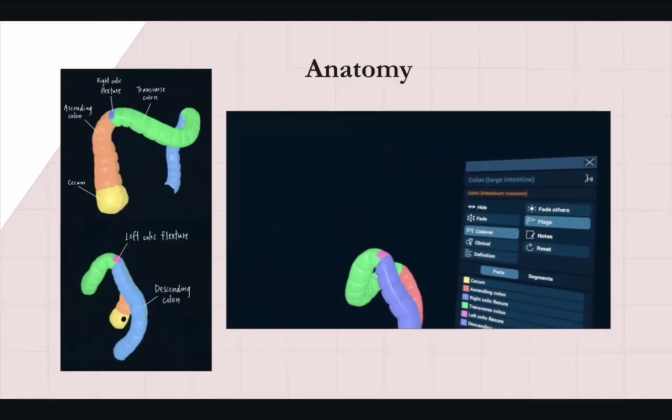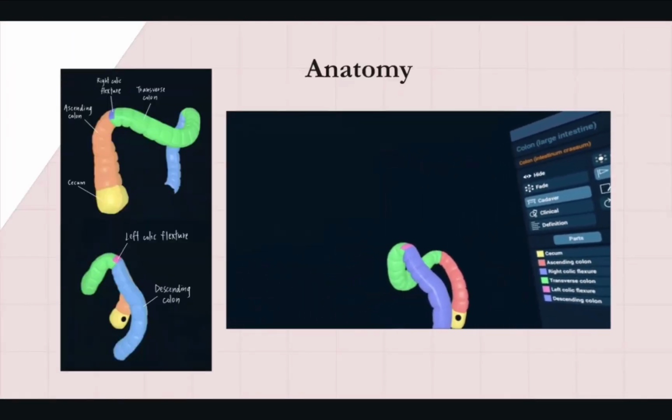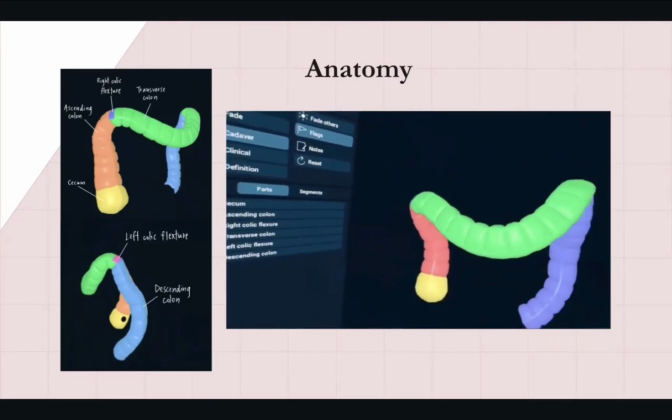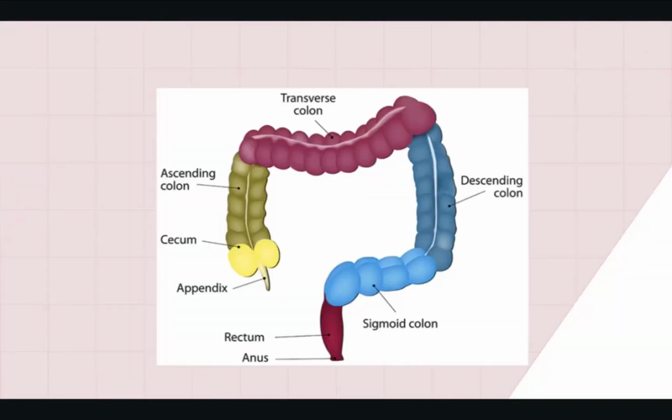As you can see here, the different parts of the colon are highlighted in different colors: cecum, ascending colon, right colic flexure, transverse colon, left colic flexure, and the descending colon. Now let's talk about the anatomy of the large intestine, also known as the colon. So as you can see here, the colon is divided into 5 different parts, known as the cecum, ascending colon, transverse colon, descending colon, and the sigmoid colon.